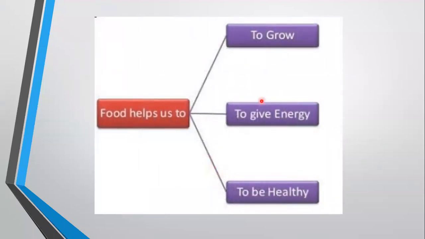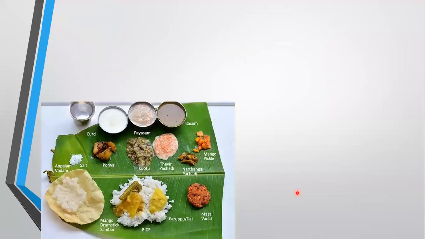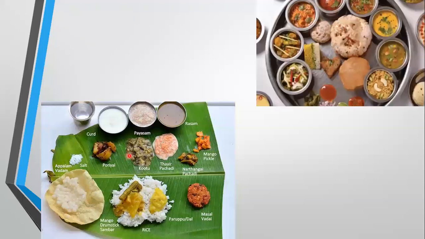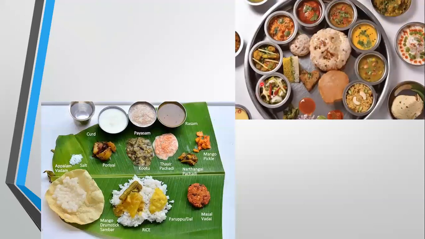Children, we eat food not only to satisfy our hunger, but more than that, food helps us to grow, to give energy, and to be healthy. A meal could consist of rice, sambar, and a vegetable preparation. Another may be chapati, dal, and some vegetable curry.